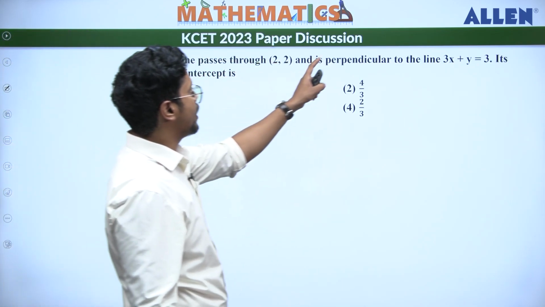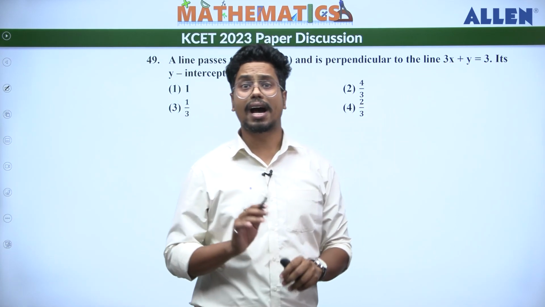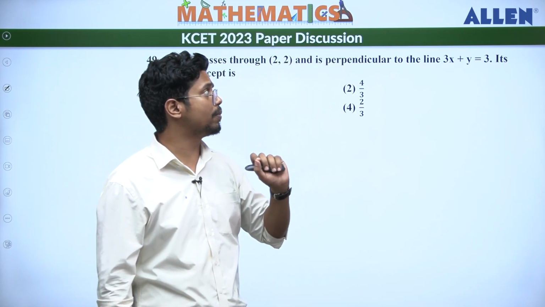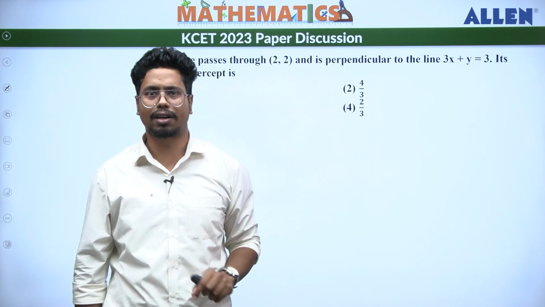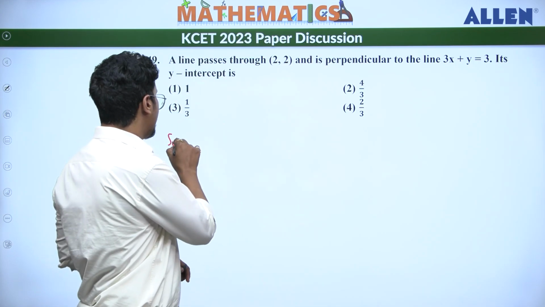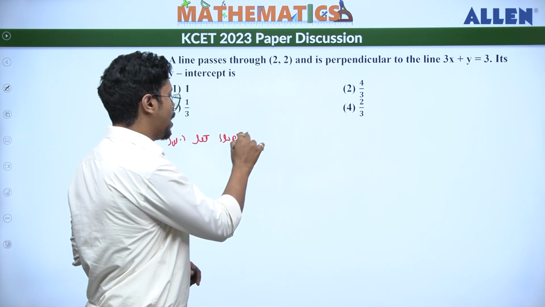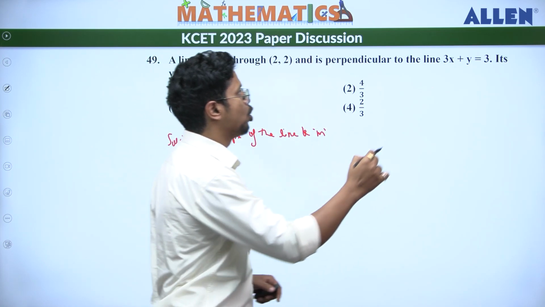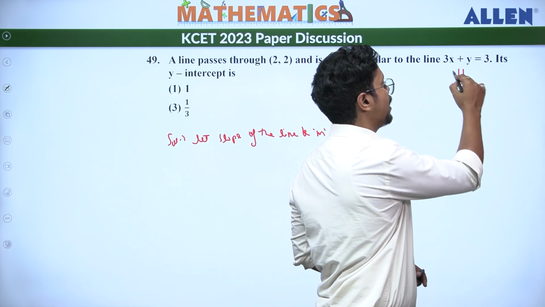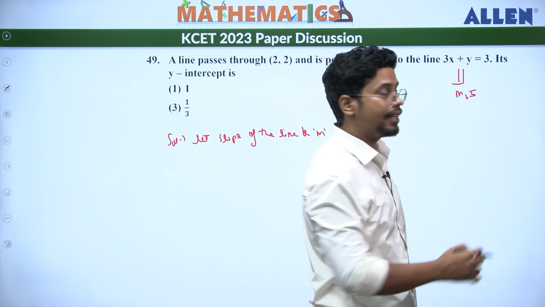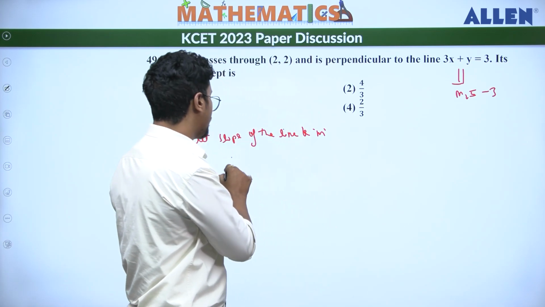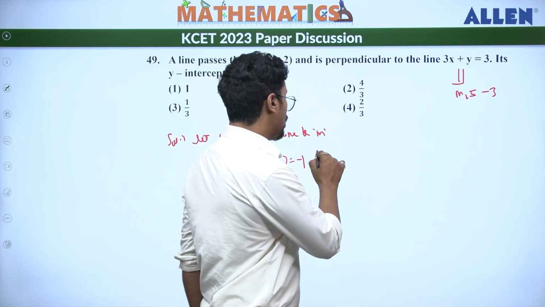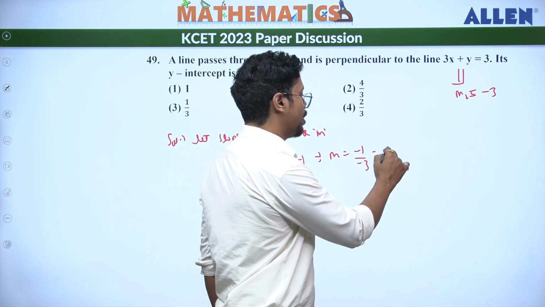A line passes through the point and is perpendicular to this line. Very good. We know one point where the line passes. What is that point? 2, 2. What is the slope of the line? We can easily find it by using the perpendicular line formula. So we'll do one thing: let the slope of the line be m. What is the slope of this line? Very clearly, the slope of this line is minus 3. Since the lines are perpendicular, the product of the slopes will be equal to minus 1. So the m value will be equal to minus 1 by minus 3, which is 1 by 3.